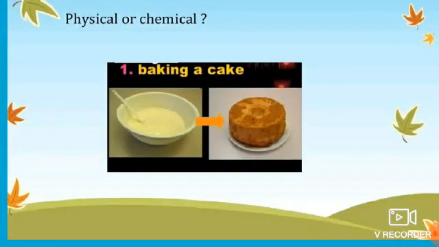Here, baking a cake: is it a physical or a chemical change? Yes, it's a chemical change because it is irreversible and a new product is formed which is totally different from the previous one.